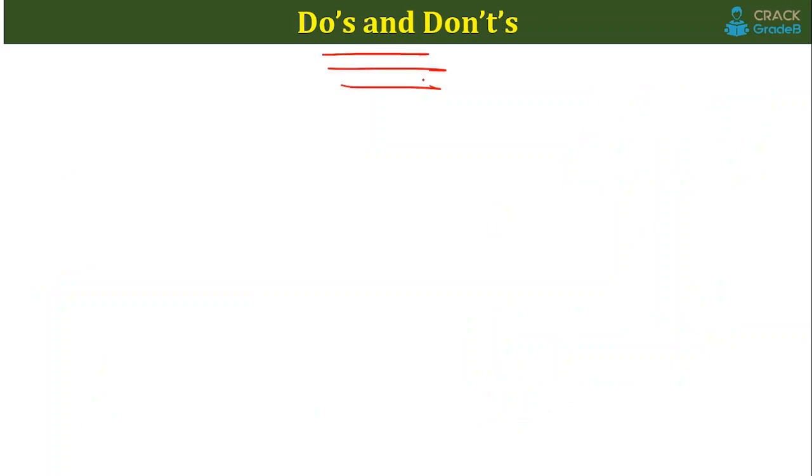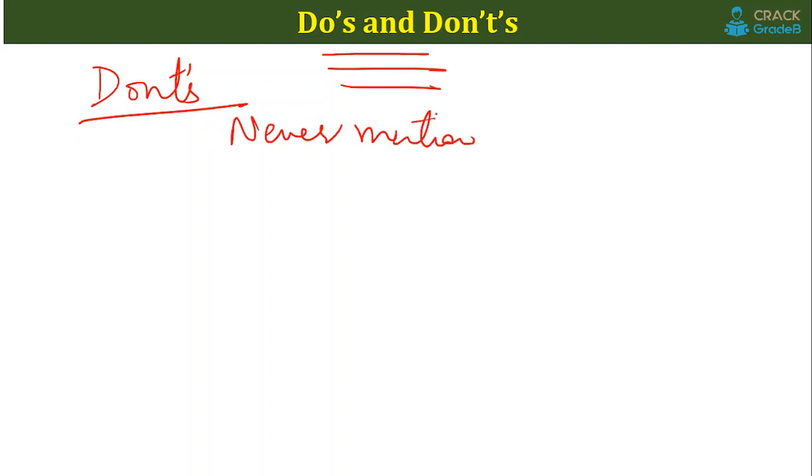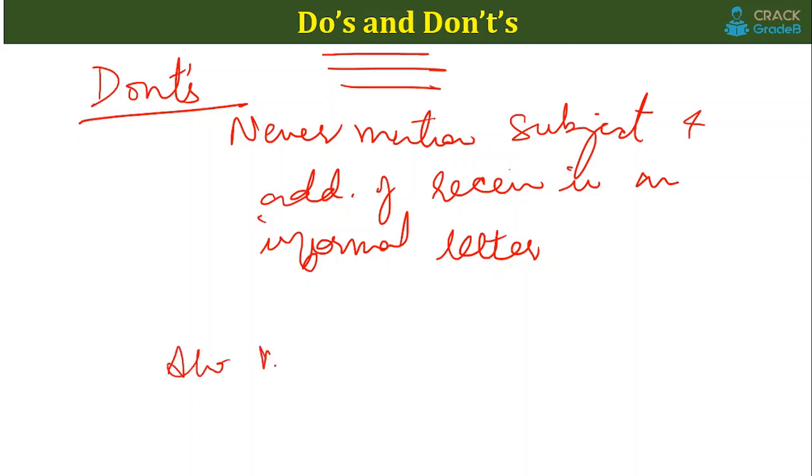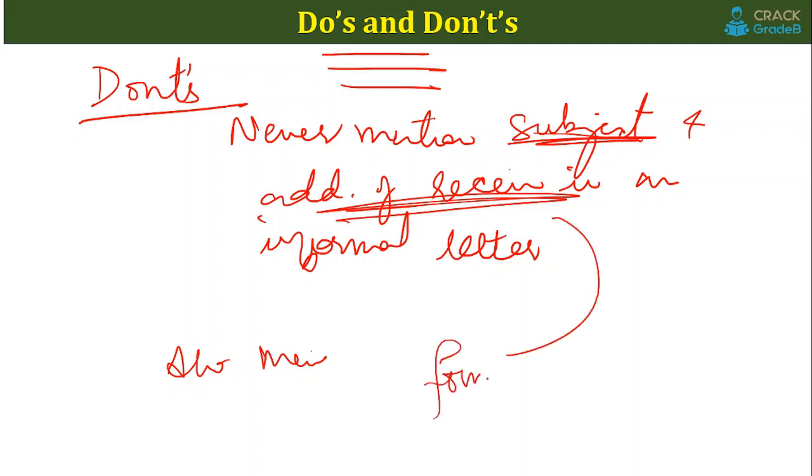Some of the things that I wanted to convey here are some do's and don'ts. I will start with the don'ts. Do's I've mostly discussed here. So never mention, I'm repeating it, but it is very important: never mention subject and address of the receiver in an informal letter. And what are the do's? Always mention the subject and the address of the receiver in a formal letter.